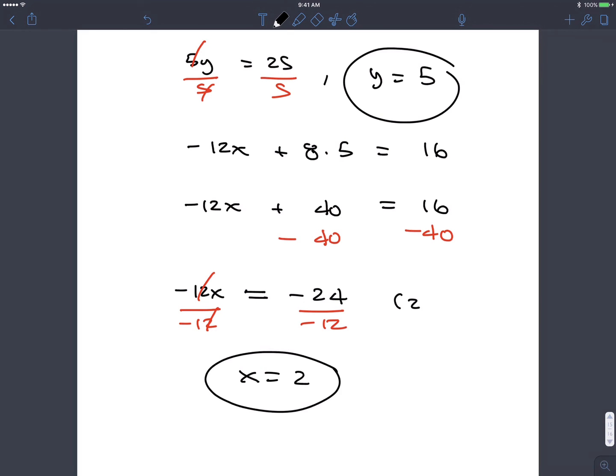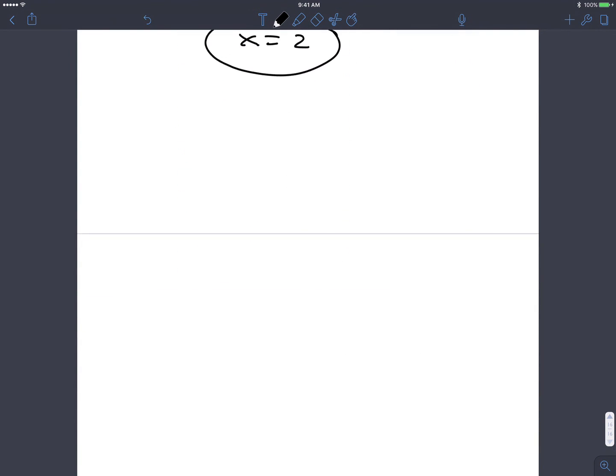So these are my solutions here. I should say this is the solution, a solution. The point of intersection is at 2, 5. X is 2, y is 5. And that's number 11. So let's go down to 13 now.